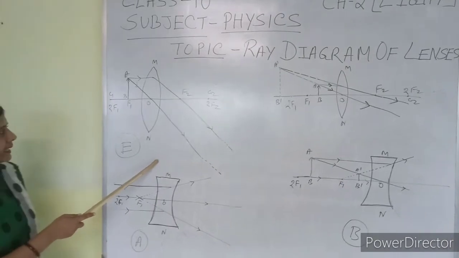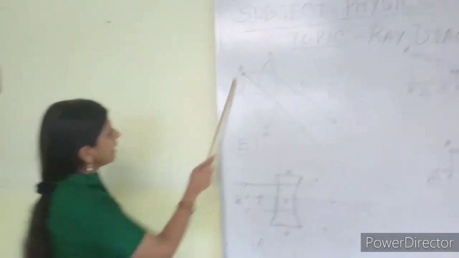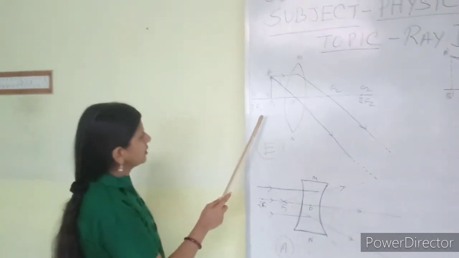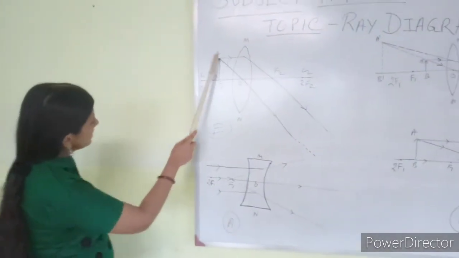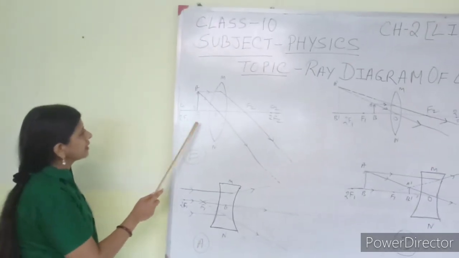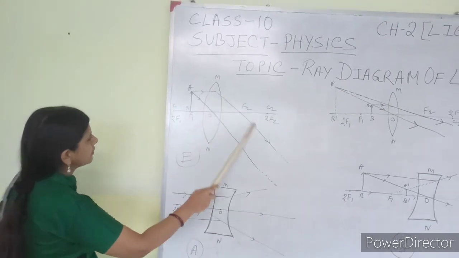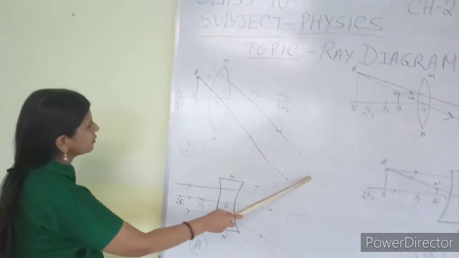My fifth case is the convex lens. Here the object is placed at F1, that is, at the focus. Now in the ray diagram, one ray is parallel to the principal axis. After refraction it is passing through F2.